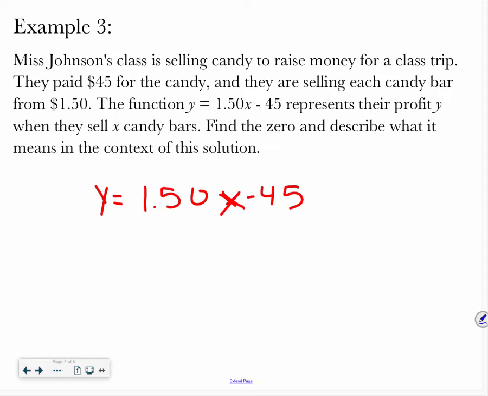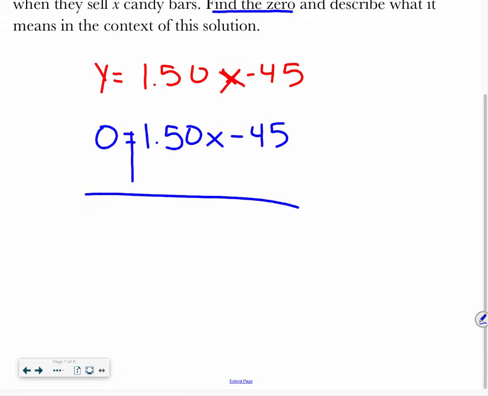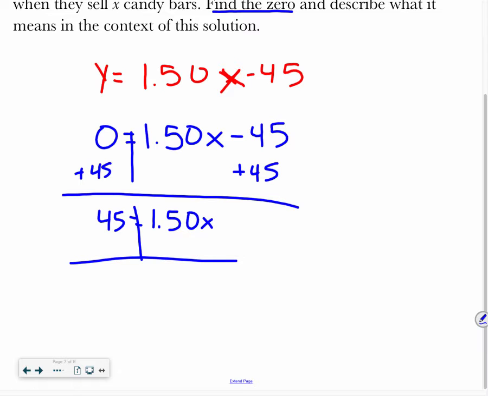So I rewrote the equation, and we want to find the zero. That means we need to plug 0 in for y and find out what x value makes that true. So if we continue to solve, I can add 45 to both sides. I have 45 equals 1.50x. If I divide both sides by 1.50, I now have x equals 30.